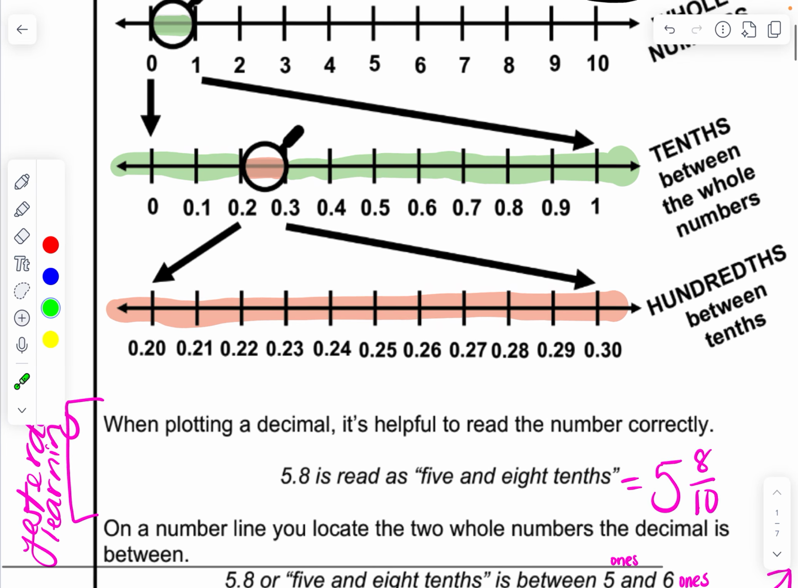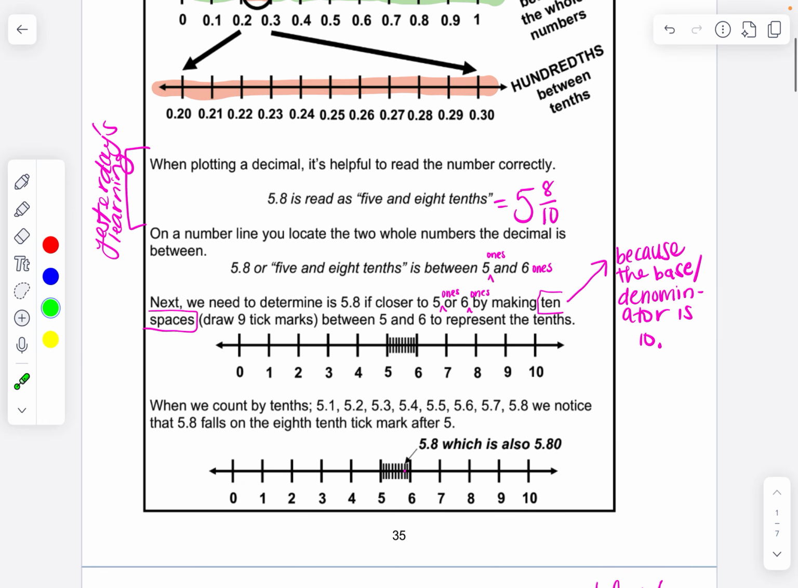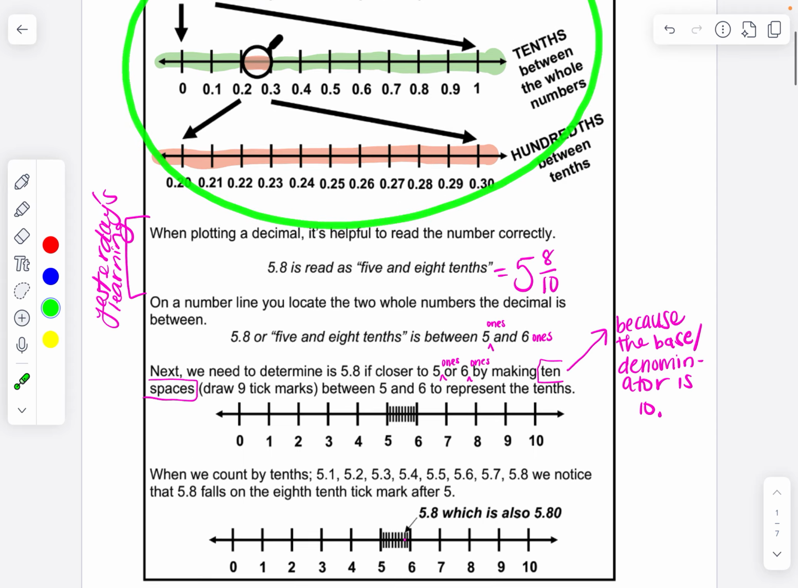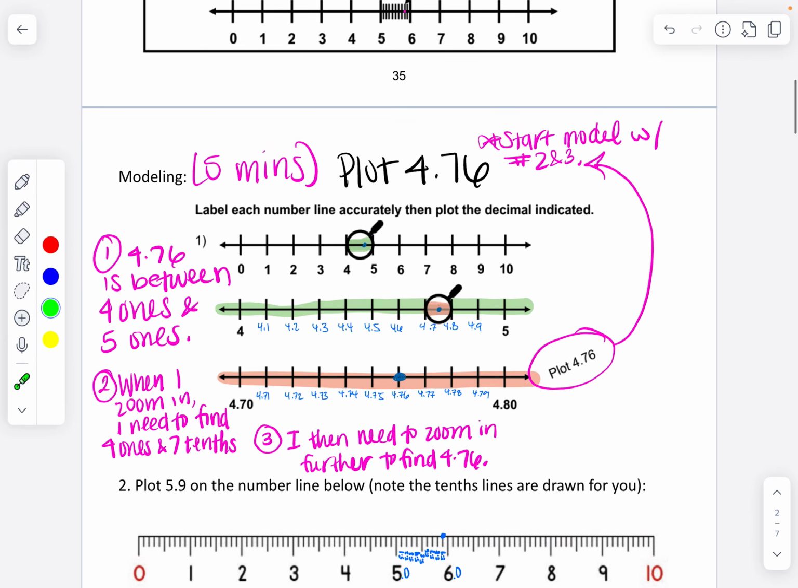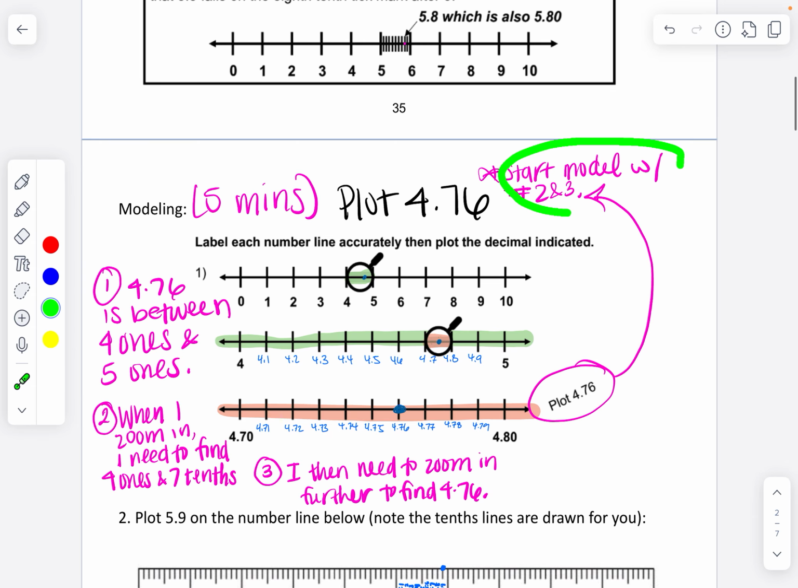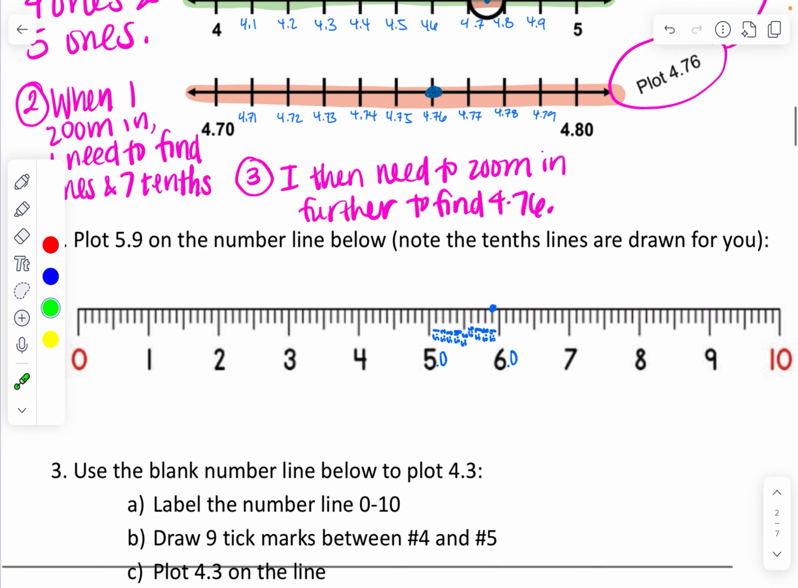So this is the process that you will explain to kids. I wouldn't pay too much attention right here. I would just highlight for kids this process up here and then jump into a 5-minute teacher model, starting with questions 2 and 3. So let's jump into question 2.